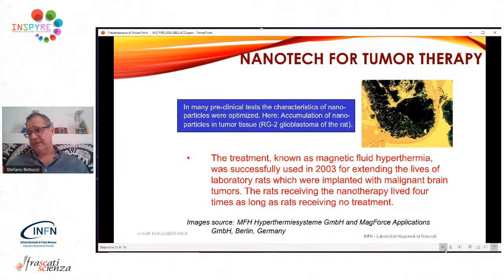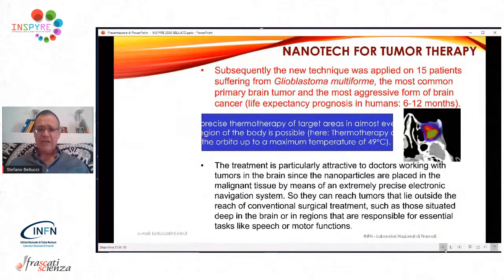Glioblastoma is the most deadly form of brain tumor. Here you see the tissue of a rat, the tumor tissue of a rat, where glioblastoma has been introduced. And the nanoparticles are essentially present in all the tumoral tissue. And then the treatment is quite successful, in the sense that it has even been tested on patients, 15 patients.